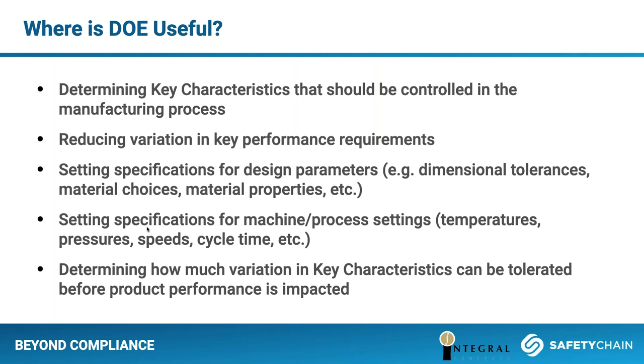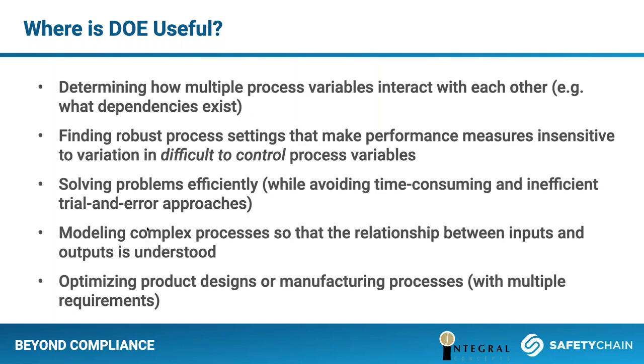Where I use it the most is for setting specs, both on product parameters, but also setting specs in production. Like what cycle time specs should we have? What should the line speed requirements or specs be? So I use it for setting specs both in product design and in manufacturing. And then also we can use it to understand how much variation we can tolerate before we start to lose performance in our product and or processes.